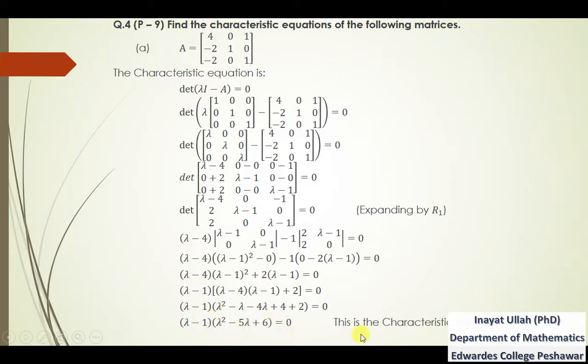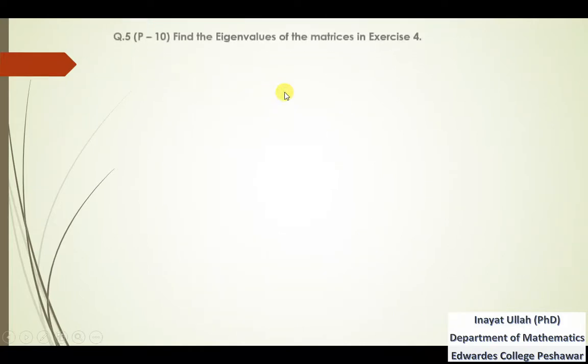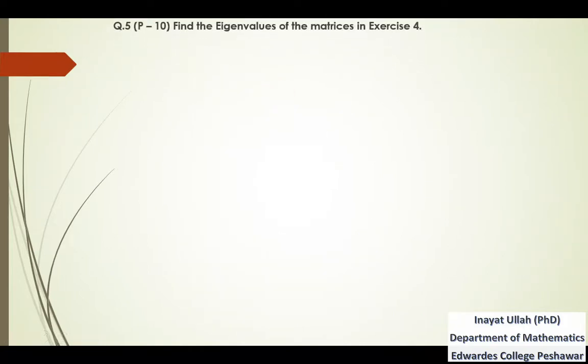This is actually the characteristic equation for this matrix A. So this is how we find the characteristic equation of a 3 by 3 matrix. The idea is the same, but we need to expand the determinant by a specific row or a specific column. Anyways, that is the characteristic equation of this matrix. Now in the coming slide, we are going to find the eigenvalues of the matrices in the same question 4.